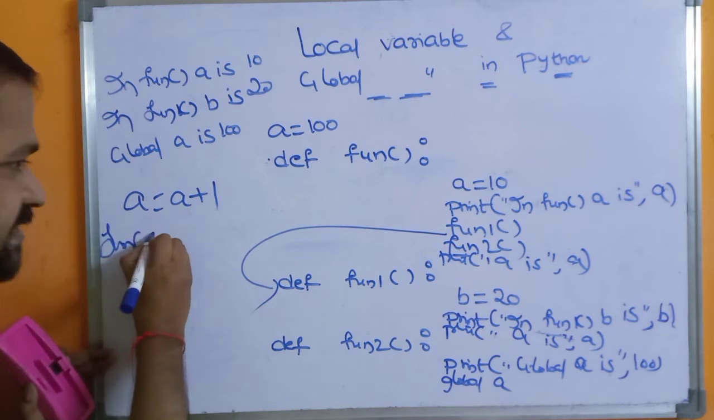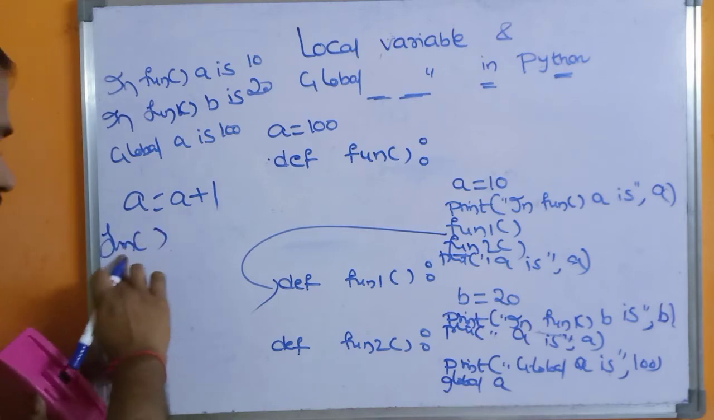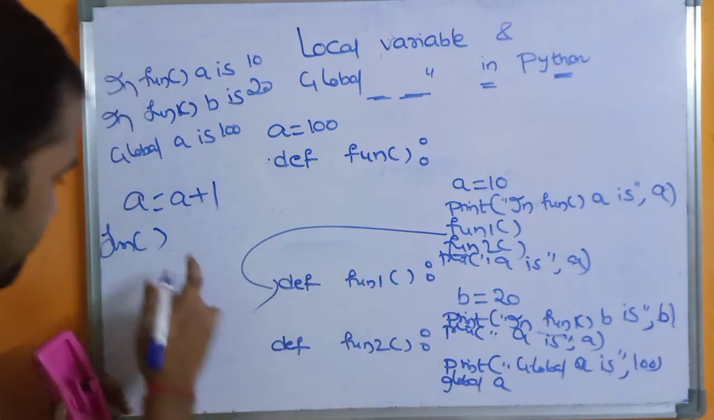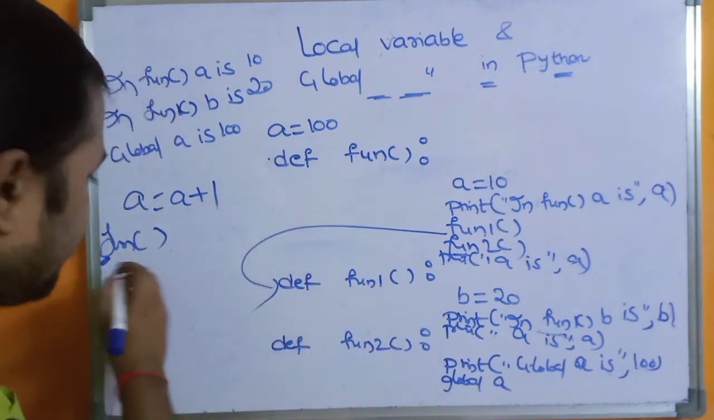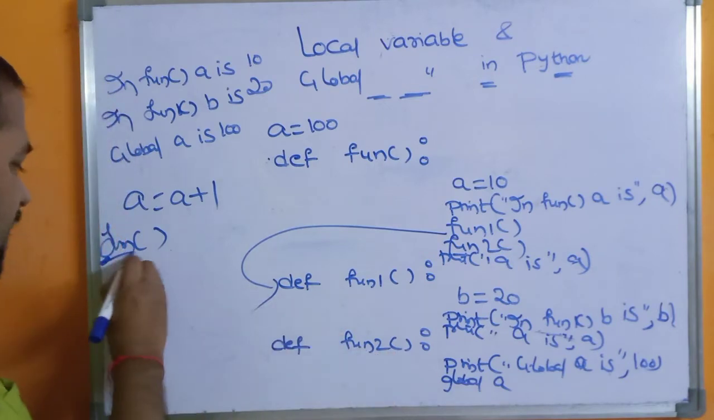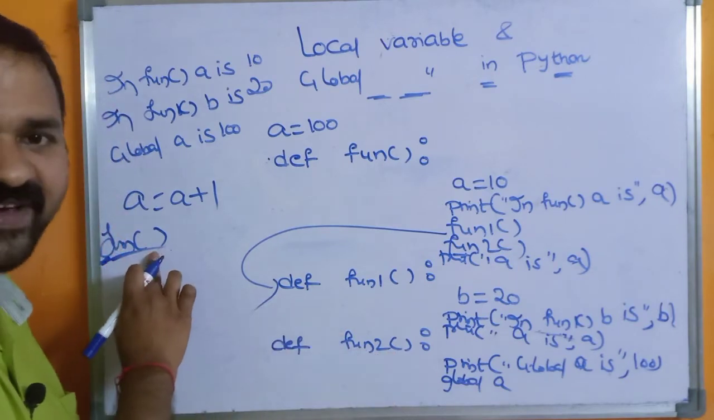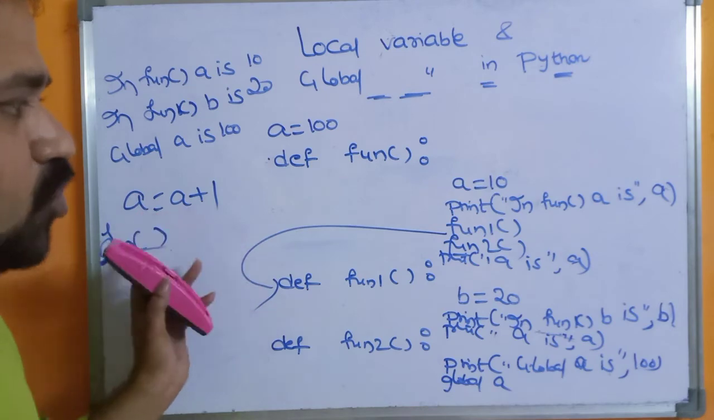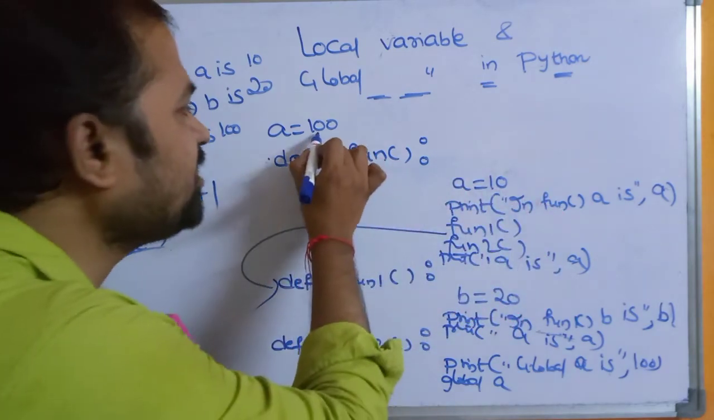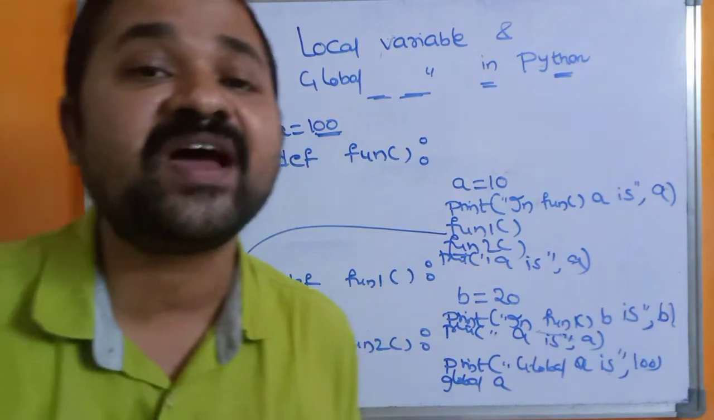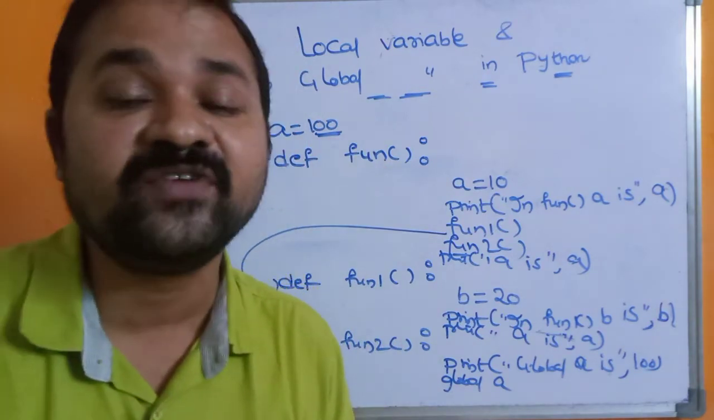The first statement is fun1. So this is not the part of the function, this is outside the function definition, we have written this statement. So initially we have called fun1. So control goes to the fun1 function definition. a is equal to 10. Here a value is 100 also. So which a value will be printed?